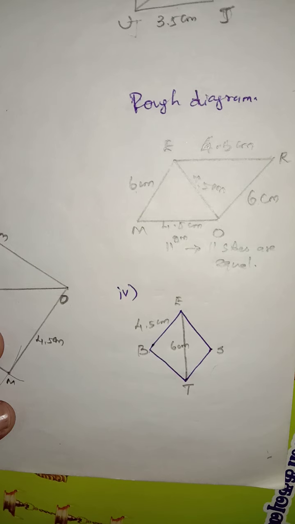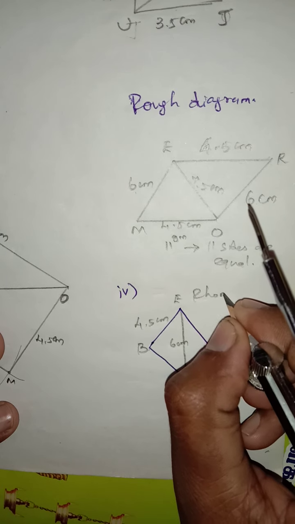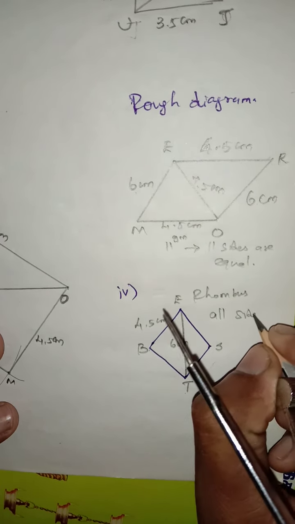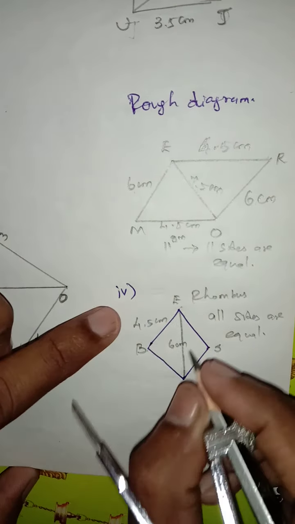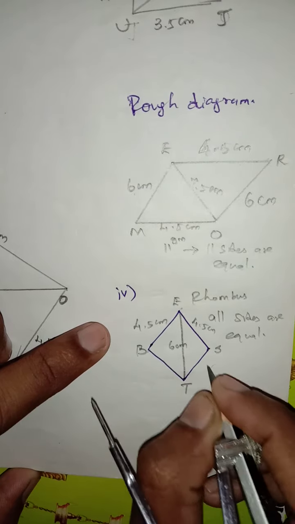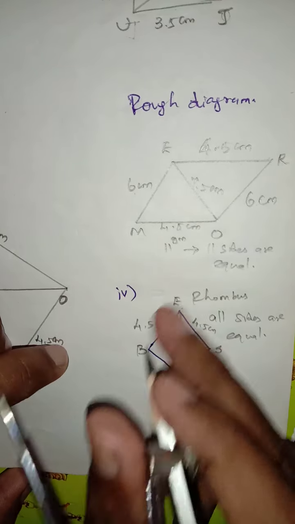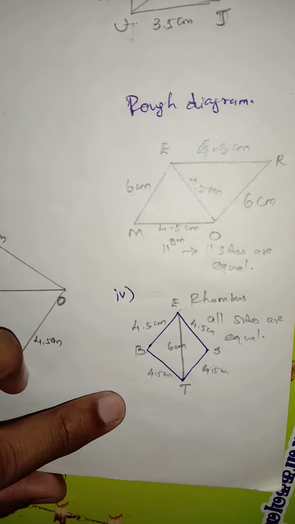You should not think that we have only two values, how can we draw? Since it is a rhombus, the rhombus property is all the sides are equal. So if this is 4.5, then everything is 4.5 centimeter. So we got 4 sides and 1 diagonal. So definitely we can construct this quadrilateral also.